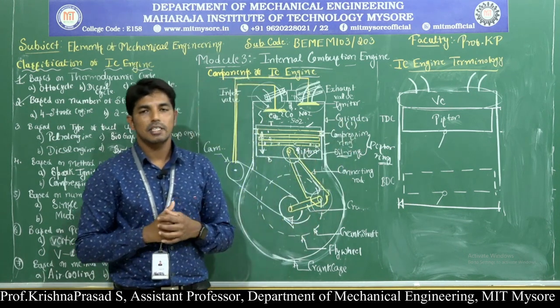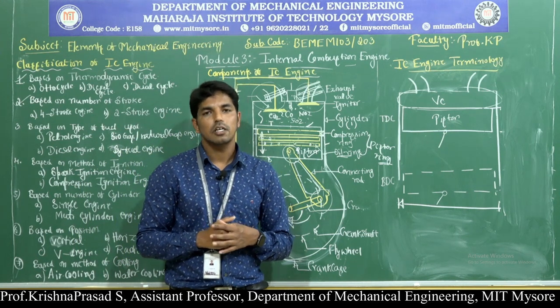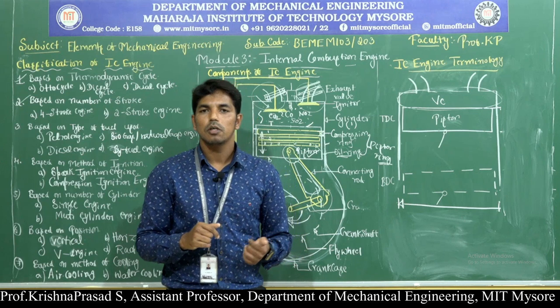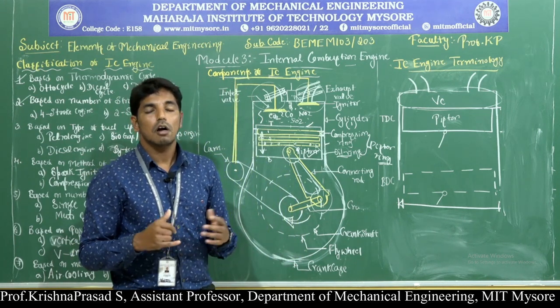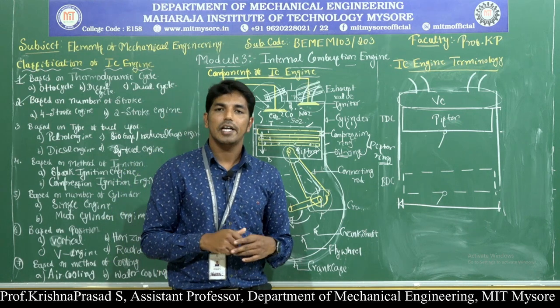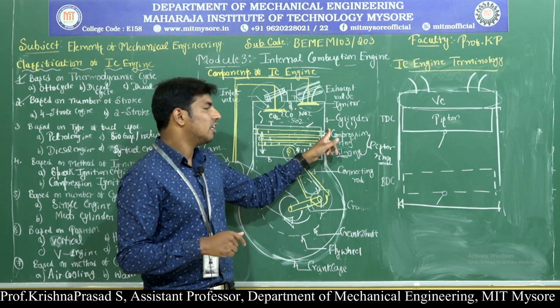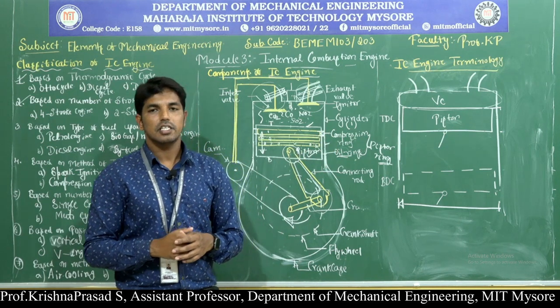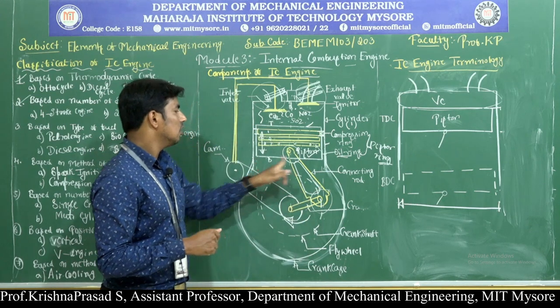I repeat, what is meant by the cylinder? The cylinder is the heart of the engine, inside which the fuel is going to be burnt and power is going to develop. Due to the combustion of the fuel, a large amount of energy is liberated in the form of heat. In order to withstand very high pressure and high temperature, the cylinder is usually made up of grey cast iron or mild steel material.